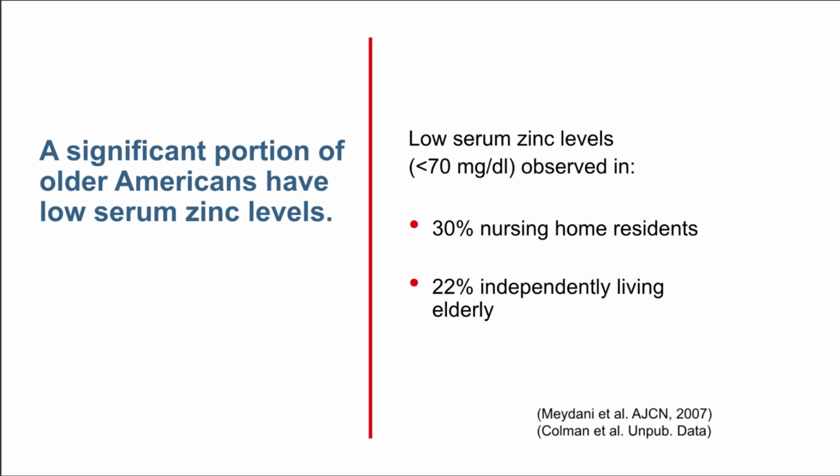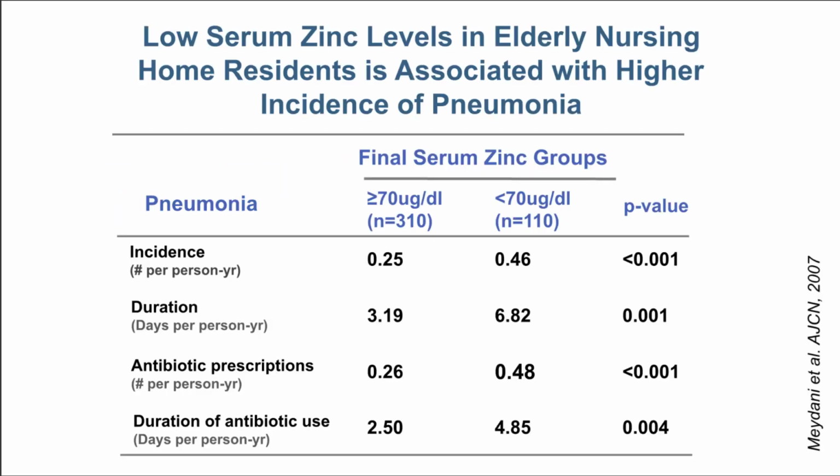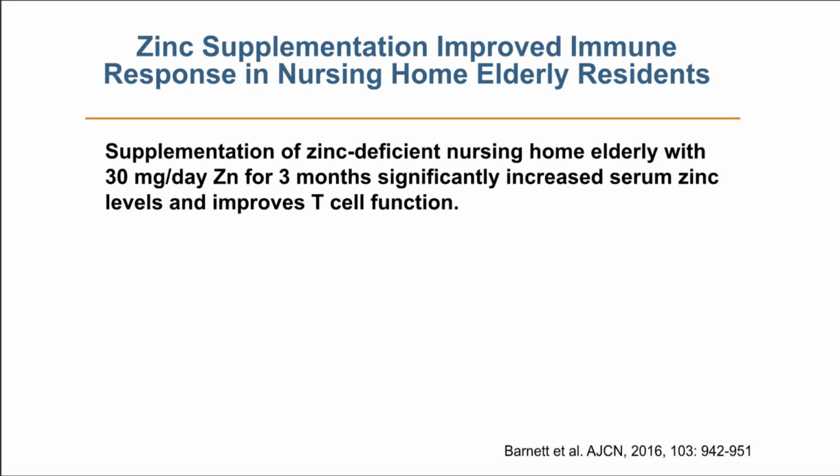In a study that we did in nursing homes in and around the Boston area, we found that 30% of the nursing home residents had low serum zinc level. In another study, we found that 22% of independently living older adults had low serum zinc level. That is important because in that study we were able to show that the older adults who had low serum zinc level had significantly higher incidence of pneumonia, as well as longer duration of pneumonia, more antibiotic use for pneumonia, and longer duration of antibiotics. This strongly suggests that the zinc status of older adults is important in terms of their susceptibility to pneumonia.